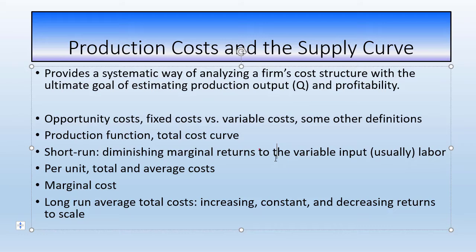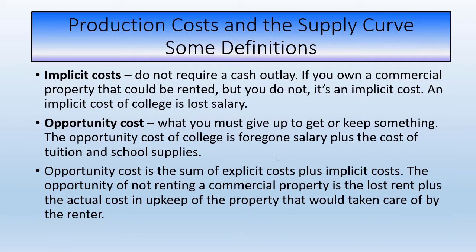Then we'll look at long-run average total costs and the concepts of increasing, constant, and decreasing returns to scale. Concepts you've probably heard of. You have an intuition for them, probably, but we're going to define them carefully in this chapter. And when we're talking about increasing, constant, and decreasing returns to scale, we're in the long run because everything's going to be flexible. So we'll do that.